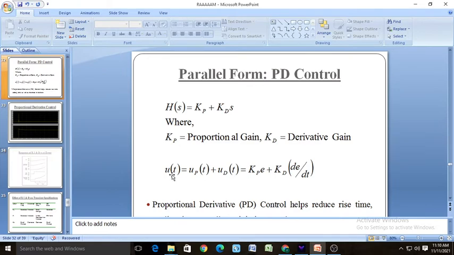The output of this PD controller will be up of t plus ud of t, which can be written as Kp into e plus Kd into d/dt of e. This is the derivative function and this is the proportional function.